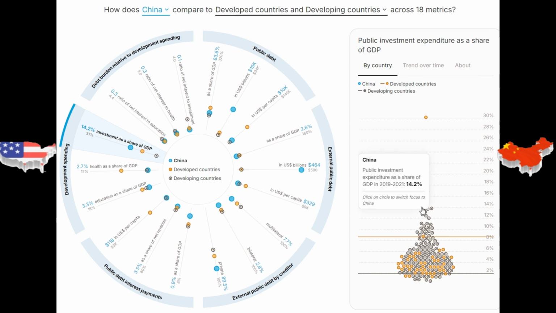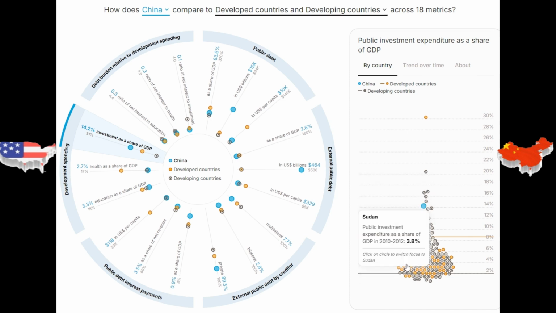It invests a substantial 14% of its GDP in public projects, whereas the U.S. spends only 3.3%. This significant investment helps explain why China is often referred to as the world's factory and provides context for the Belt and Road Initiative.